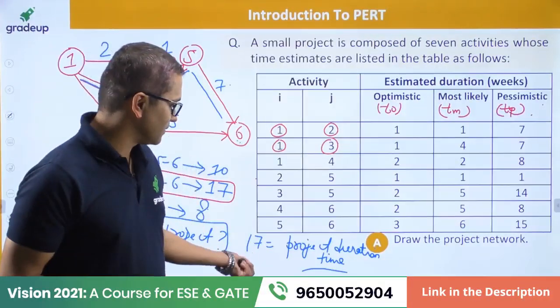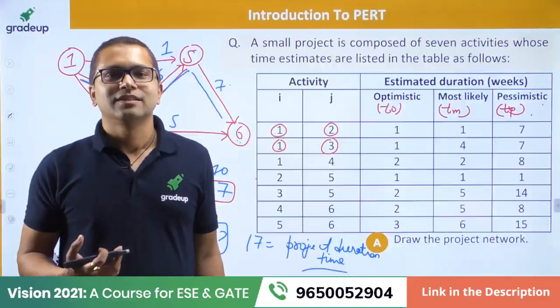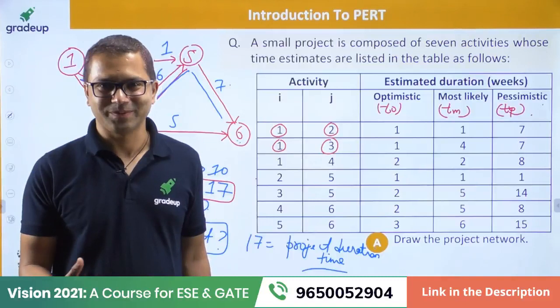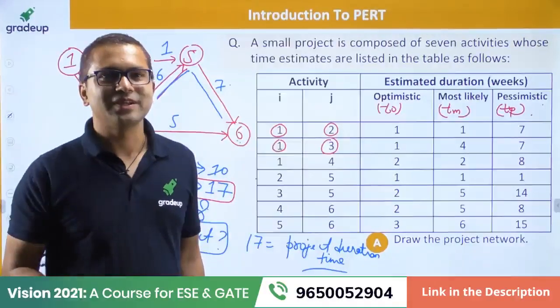So, what is the 17? What kind of time is it? Is it the maximum time? Is it the minimum time? Or is it the most likely time? In that sense, I want to ask you.